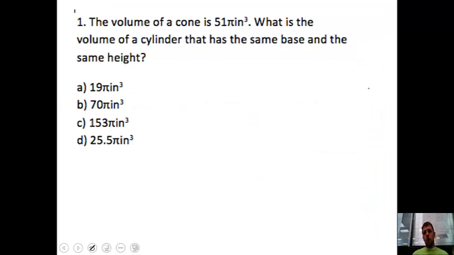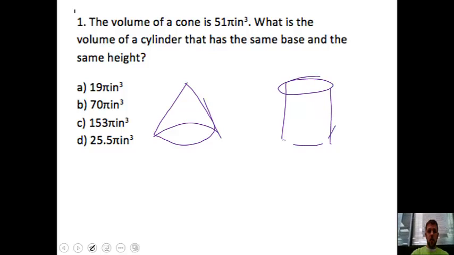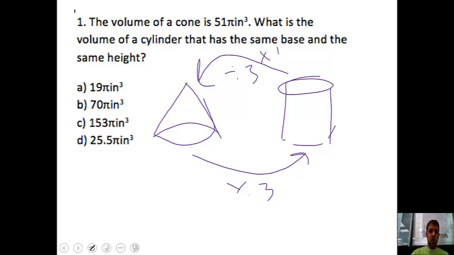The volume of a cone is 51 pi inches cubed. What is the volume of a cylinder that has the same base and the same height? Why don't you go ahead and solve this one first? Alright, we talked about the relationship between a cone and a cylinder is that you have to multiply by 3 to go up, or you have to divide by 3 to go down. Another way to say that is to multiply by 1/3.